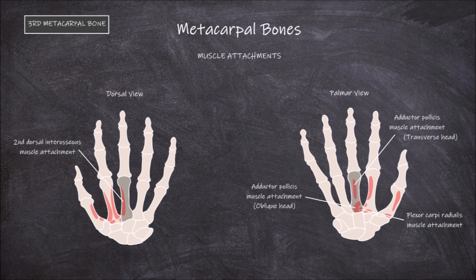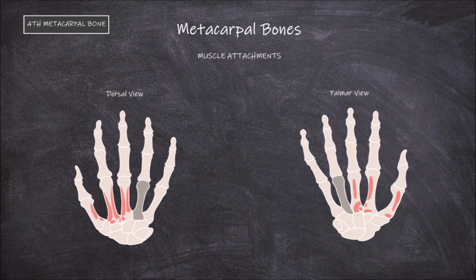The medial head of the second dorsal interosseous muscle originates from the lateral side of the shaft of this bone. The lateral head of the third dorsal interosseous muscle originates from the medial side of the shaft of this bone. The extensor carpi radialis brevis muscle inserts onto the dorsal surface of the base of this bone. And now for the fourth metacarpal. Three muscles attach to this bone.